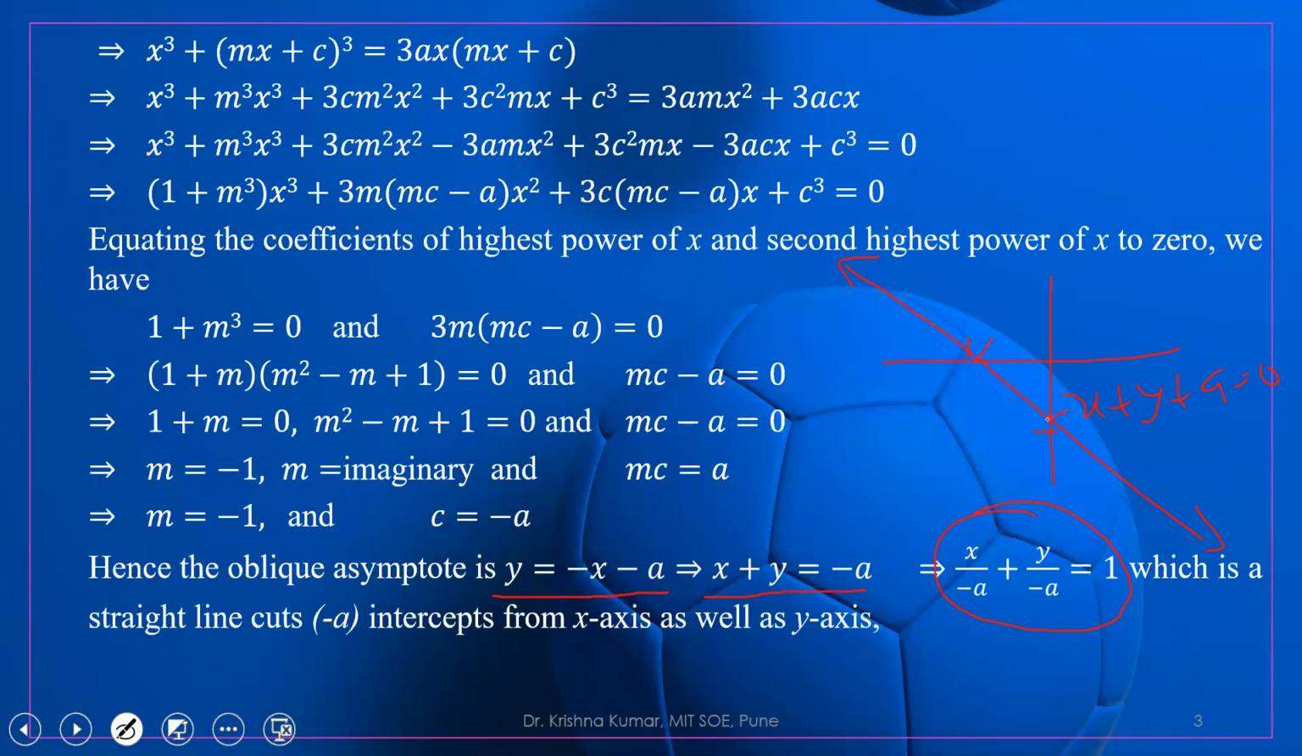This one. Correct? So hence the oblique asymptote is x plus y plus a equal to 0, which is a straight line that cuts minus a intercept from the x-axis as well as the y-axis.